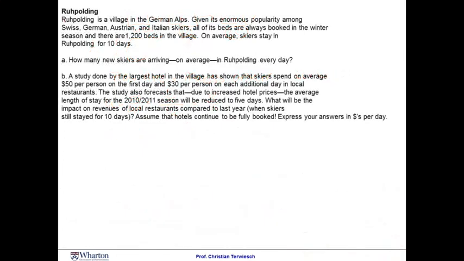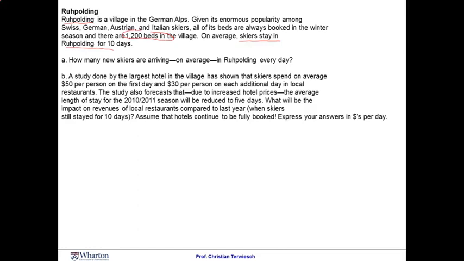Okay, next question. I just returned from a lovely vacation in the Bavarian Alps in Germany and had the pleasure to spend some time in the German city called Ruhpolding. And so this city here, I estimate, has about 1,200 hotel beds that are especially busy during winter season. And so we see here that the average guest stays in Ruhpolding for 10 days. As before, I want you to pause my video right now and then work through these questions that you see listed below.